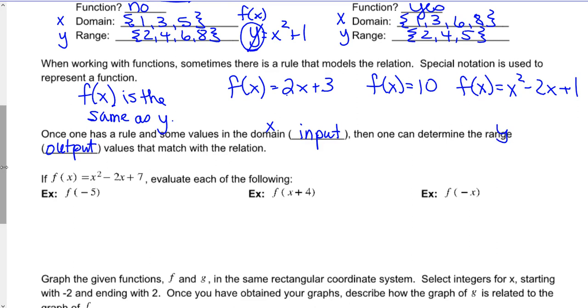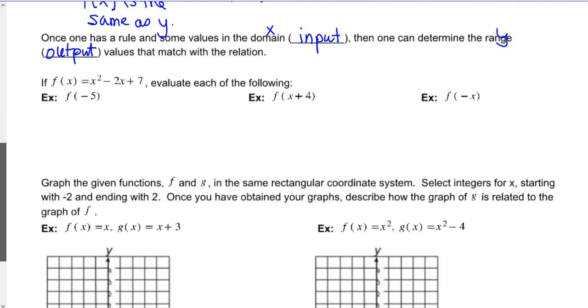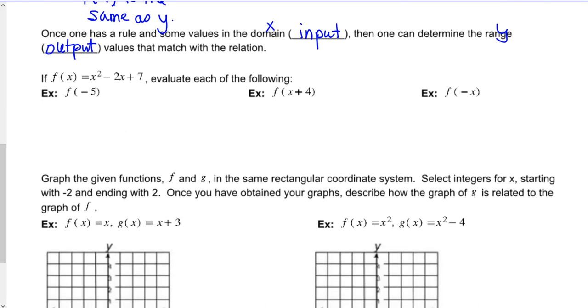All right, so here's a function. It's a quadratic function because I have an x squared, and we're going to just do a couple problems here on how to evaluate each of the following. So remember, this is an x value, and for this first problem, I'm saying, okay, I'm going to let x equal -5. What is that function f evaluated at -5? So basically that means I'm going to plug in -5 wherever I see an x.